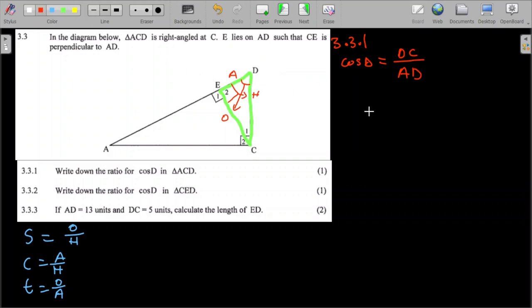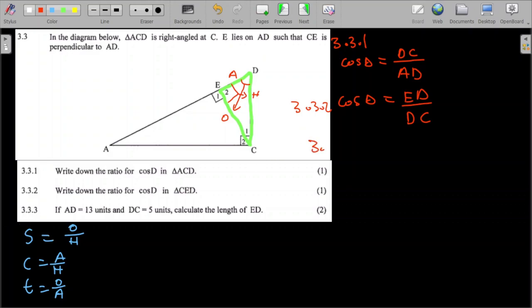So what is now the cos? Cos of D in this specific triangle that we're talking about, this is 3.3.2. Cos of D is adjacent, so adjacent on this side is ED over my hypotenuse side, which is DC. I hope we're on the same page there. This is very important, specifically for the question that we're going to do right now.